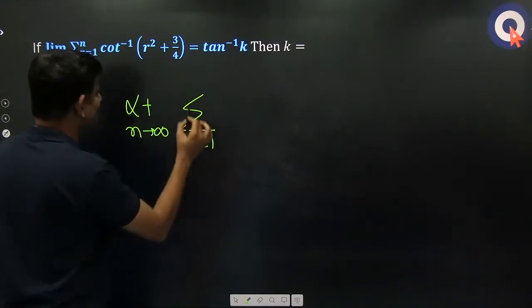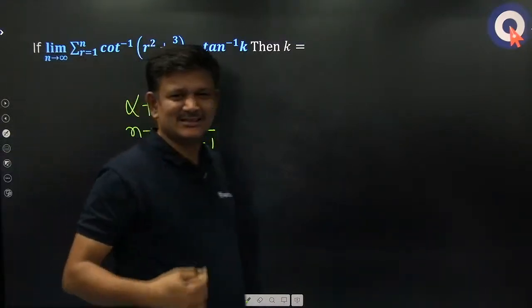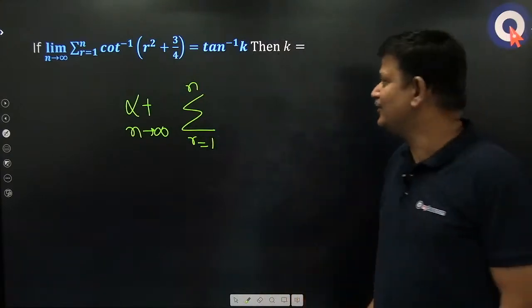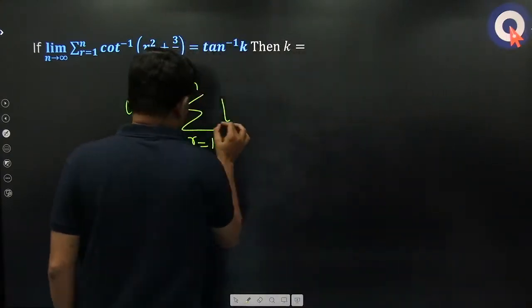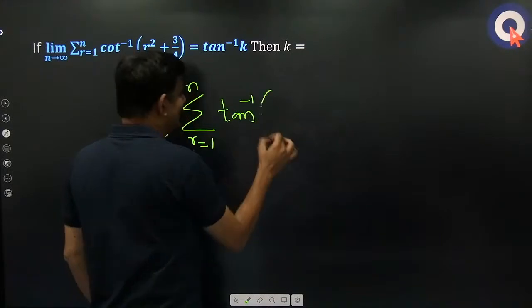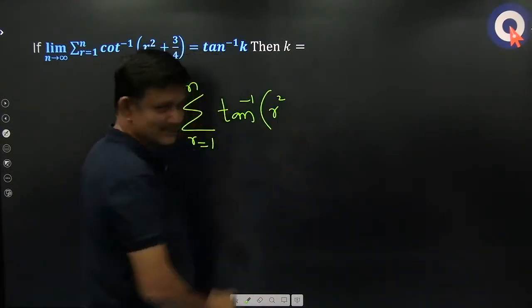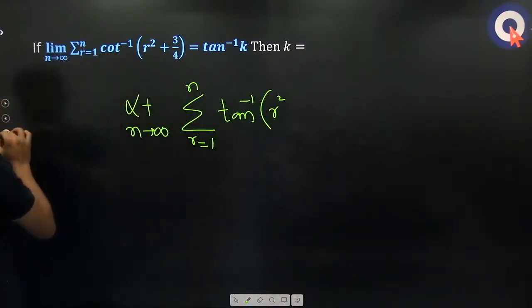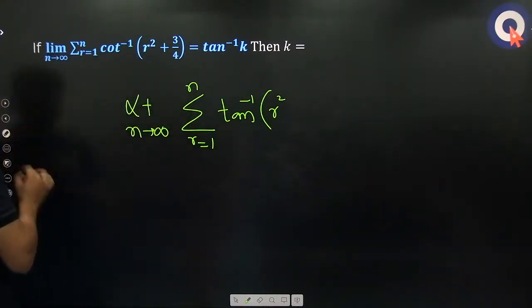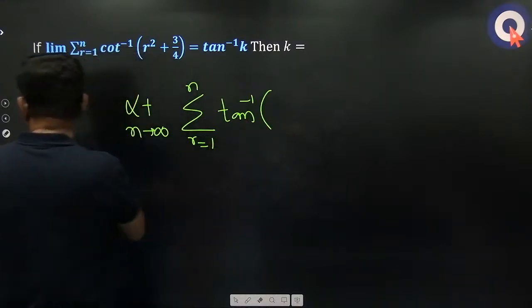r equal to 1 to n. Cot inverse is something which I am personally not very comfortable with. I don't hate cot inverse, I like tan inverse more. So I'll write it as tan inverse. So what will this tan inverse become?